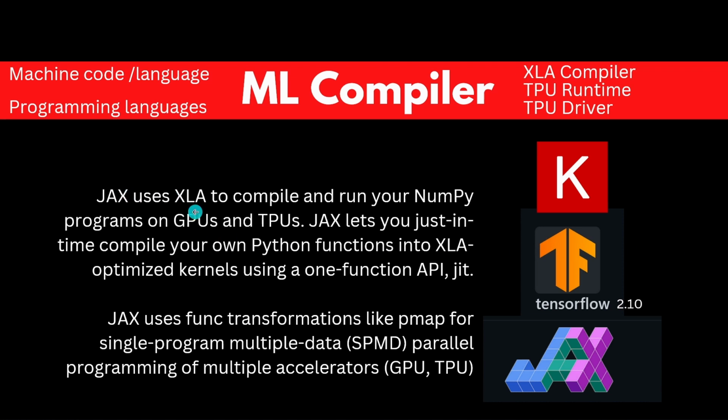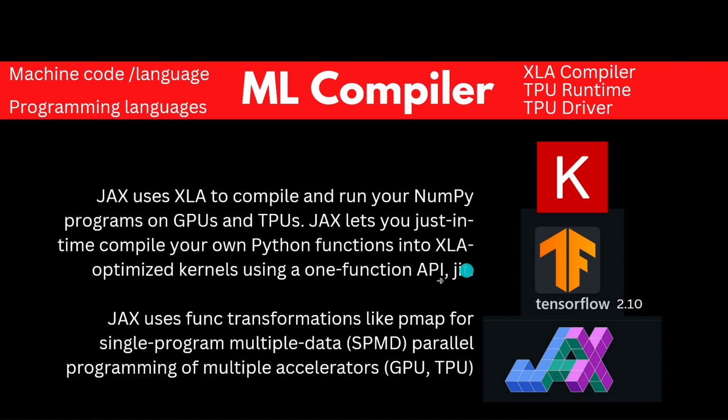JAX uses XLA, accelerated linear algebra, to compile and run your NumPy programs on GPUs and TPUs, also in the latest version. And the nice thing is, JAX lets you just-in-time compile, JIT, your own Python functions into XLA optimized kernels using a one function API, JIT. So you get your XLA optimized kernels and you have a very simple command line, because I'm not really in depth with compilers and I love if I just have to insert certain commands.